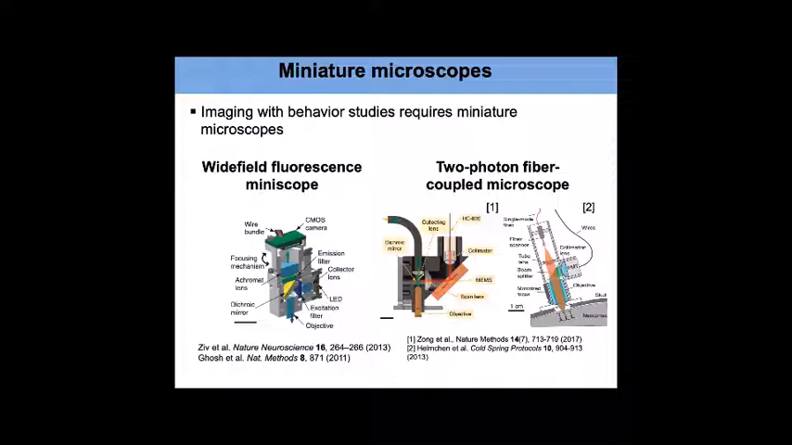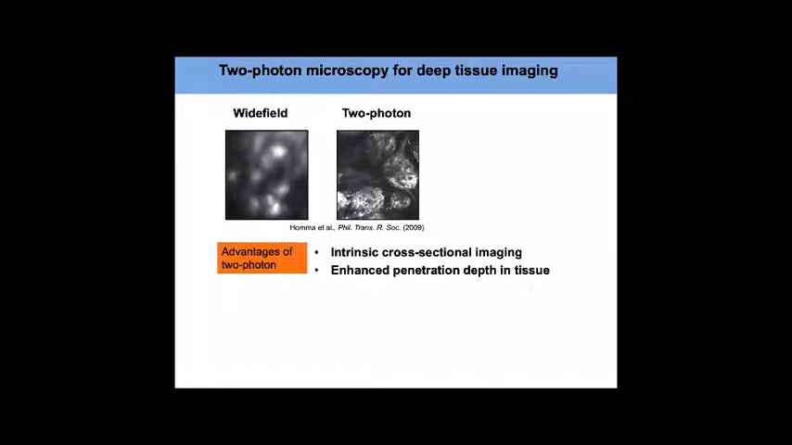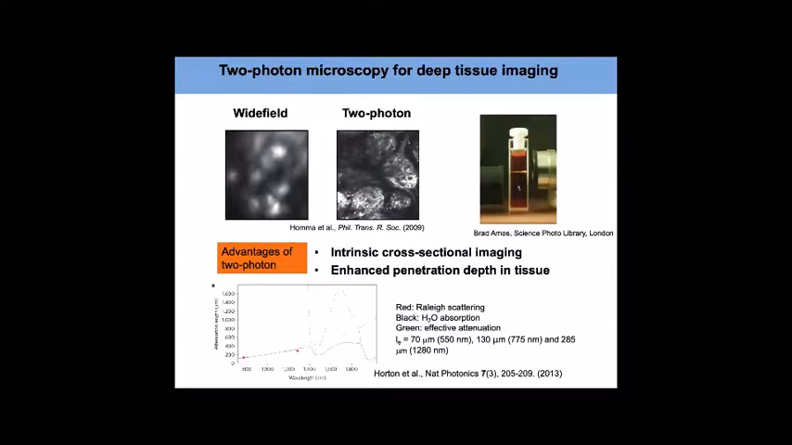So what are the advantages of using two-photon miniature microscopes as opposed to one-photon? As you probably heard a lot by now, some of the advantages of two-photon microscopy are that you get optically sectioned images, so you do not see the out-of-focus fluorescence anymore and can actually resolve cellular structures. The other advantage is much enhanced penetration depth into the tissue.